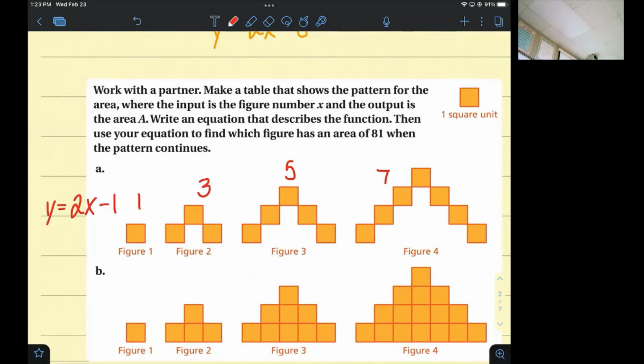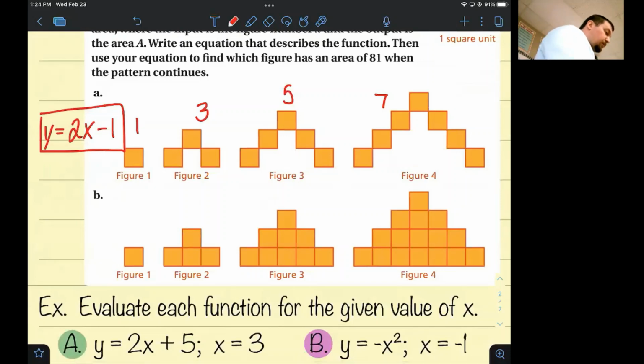Let's see if this works. If I plug in x equals 1, I should have an area of 1. If I plug in x equals 2, I should have an area of 2 times 2 is 4 minus 1 is 3. That's good for 2 of them. If I plug in 3, 6 minus 1 is 5. Okay, I think I found an equation I can work with. Y equals 2x minus 1. Is that linear? It's linear. The slope's constant, you're always increasing by 2 all the way through. The next shape is going to go from 7 to 9, then 9 to 11. I can always predict.